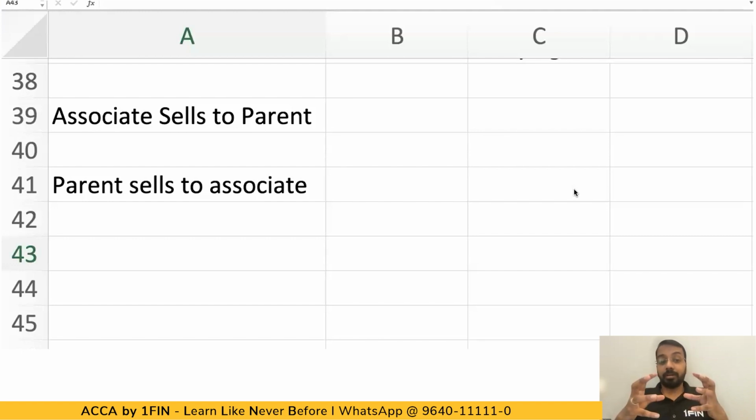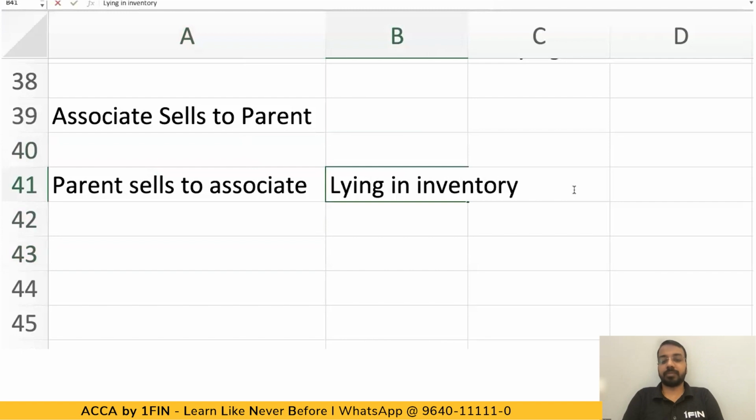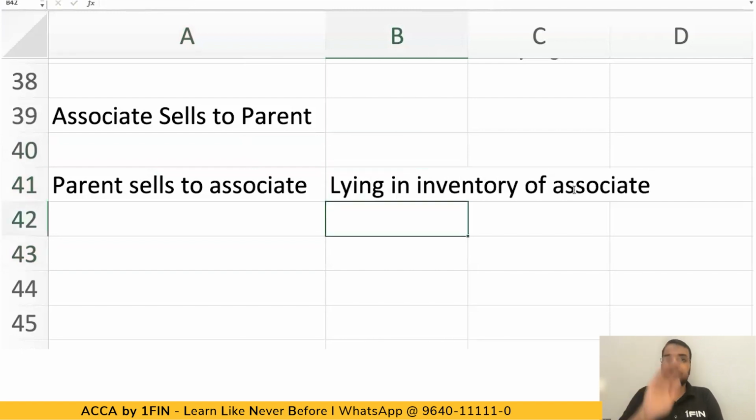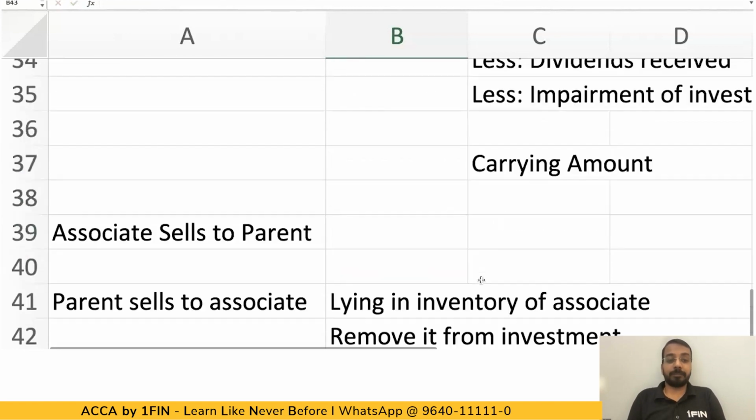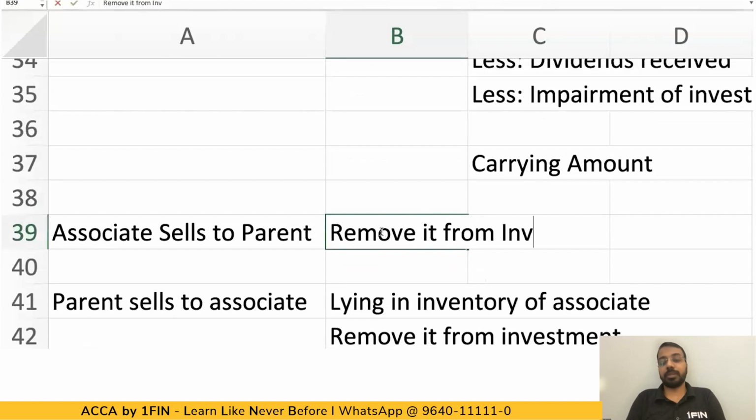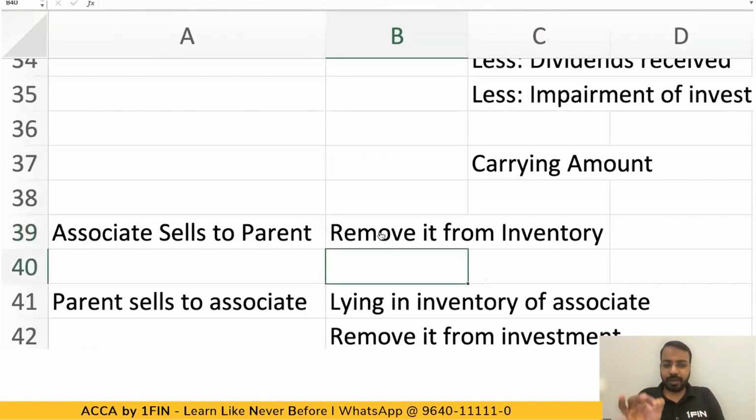And because parent has sold and that is lying in the inventory of associate, you have to remove it from the inventory. So remove it from the net asset. When you have to remove it from the net asset, you will remove it from investment, because the inventory is lying as a part of the net asset. So to the extent of parent share, you will remove it from the investment. Then if associate sells to the parent, you will remove it from inventory. Slightly different, but very important to remember for the purpose of examination.